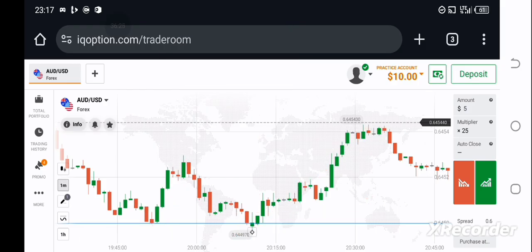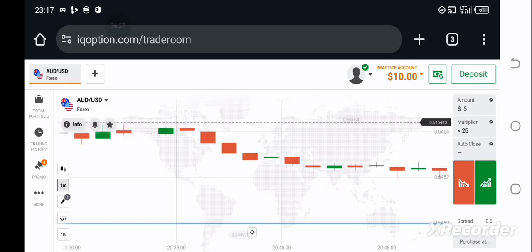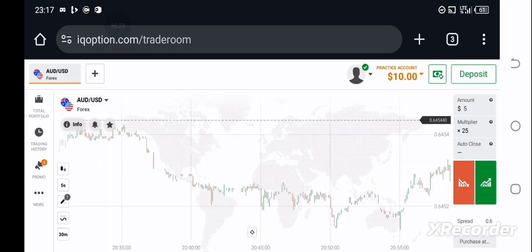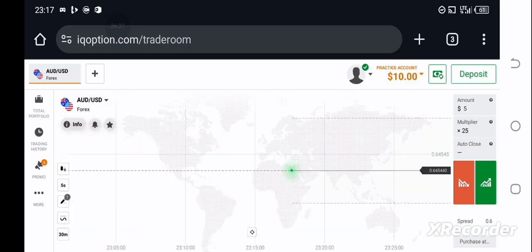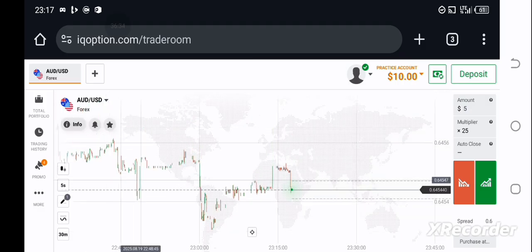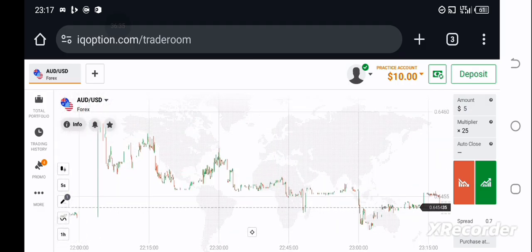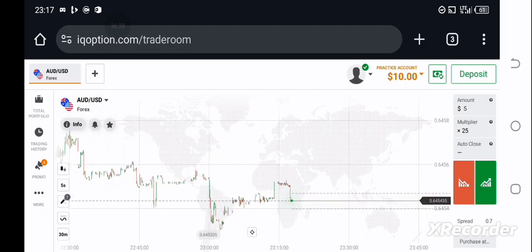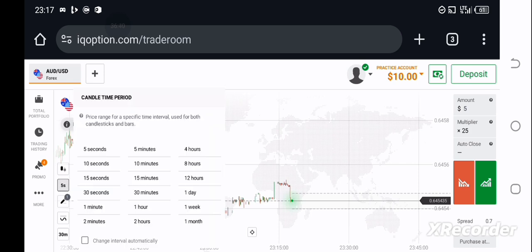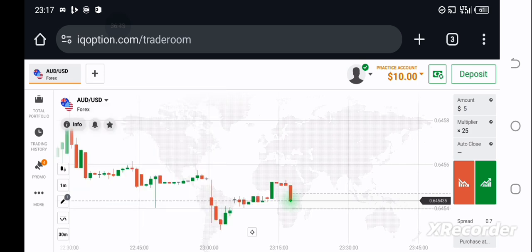Okay, so let's see the 5-second chart if there is a confirmation candlestick on it. Okay, same, I didn't.